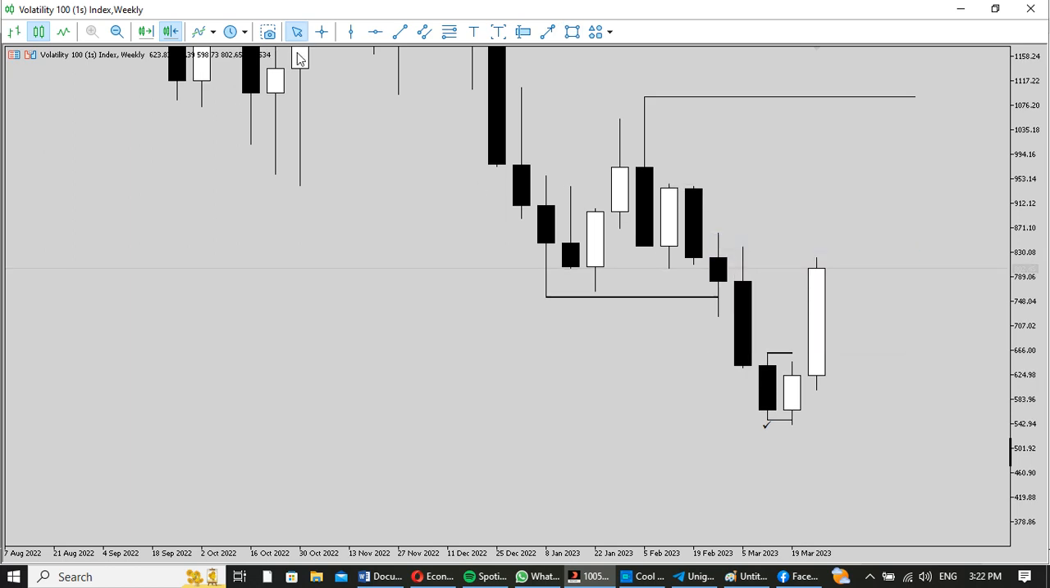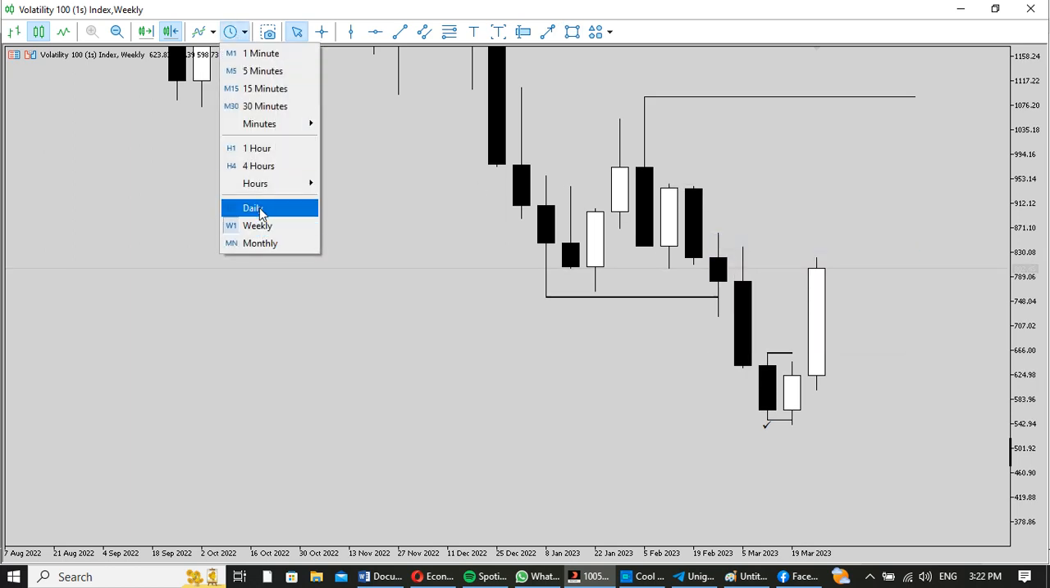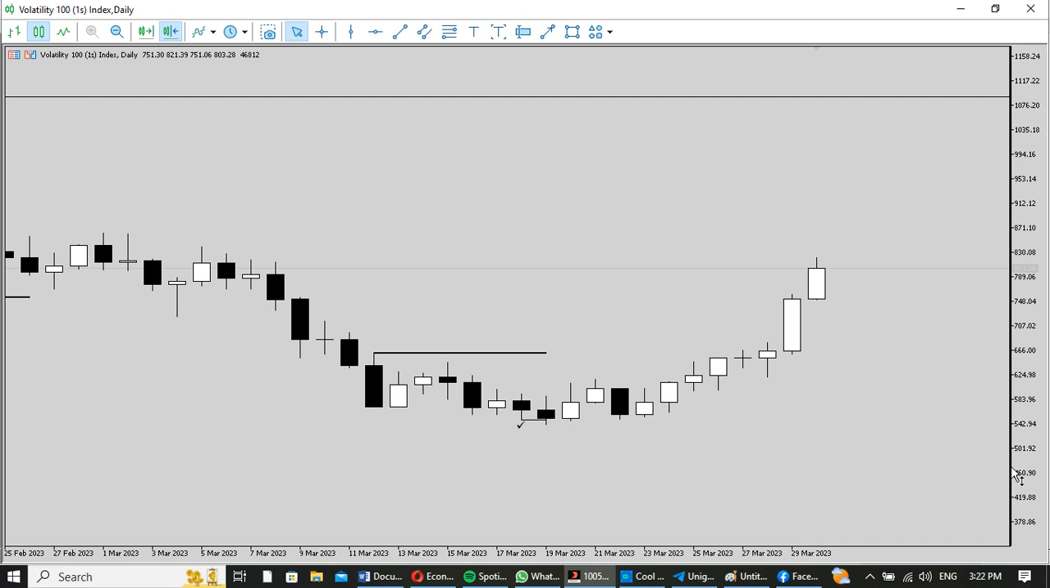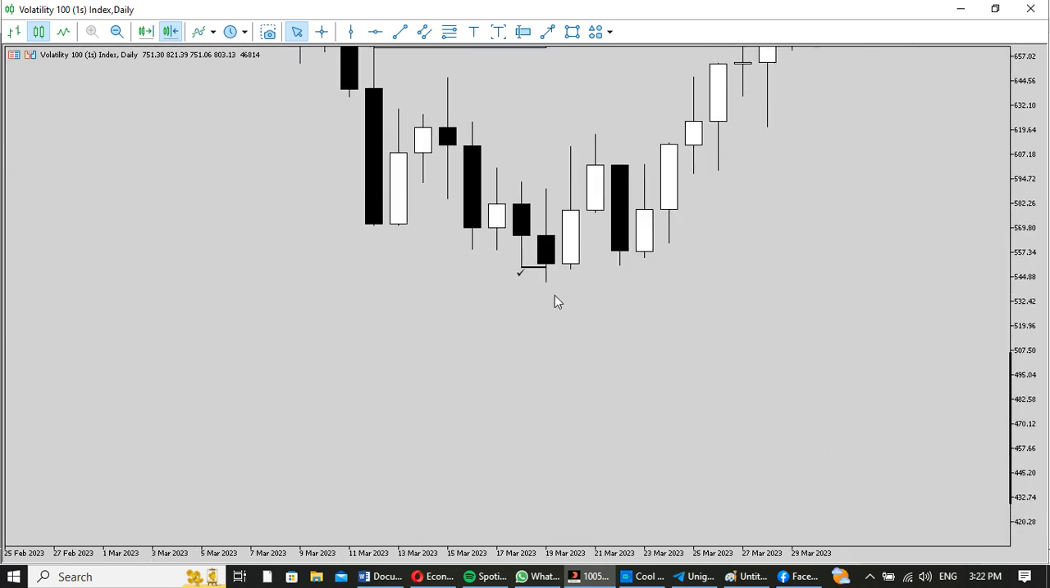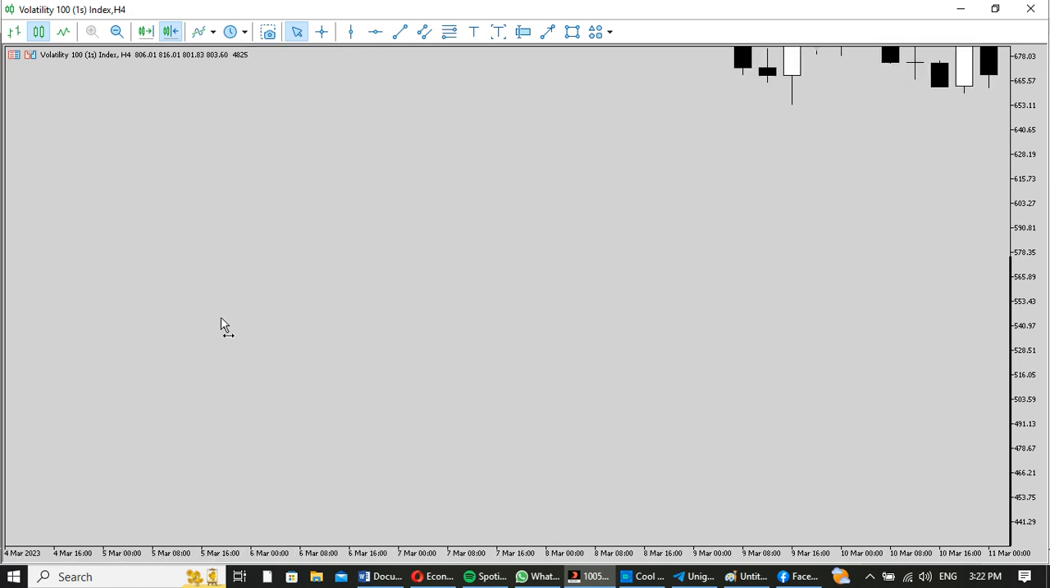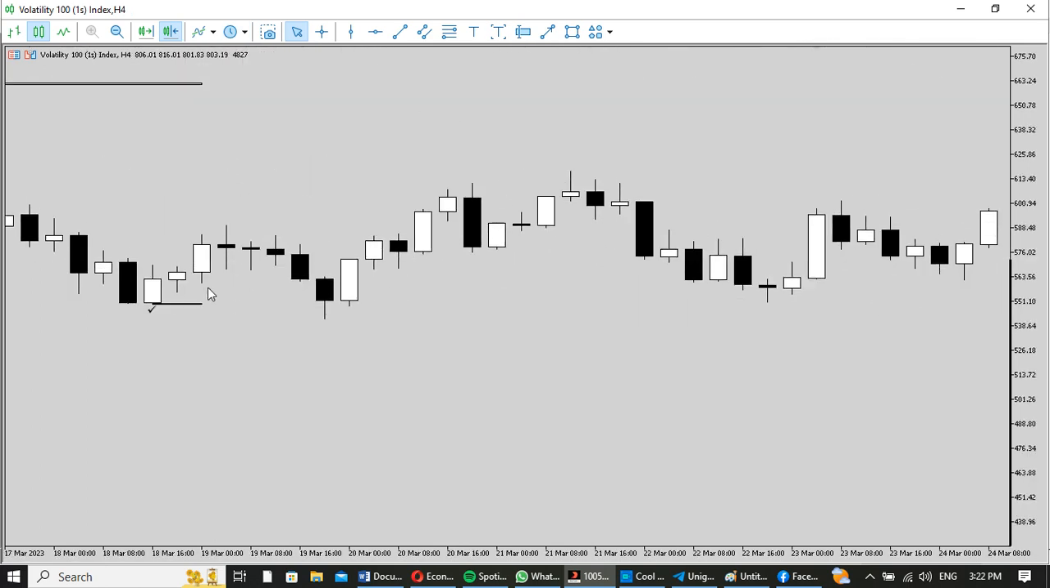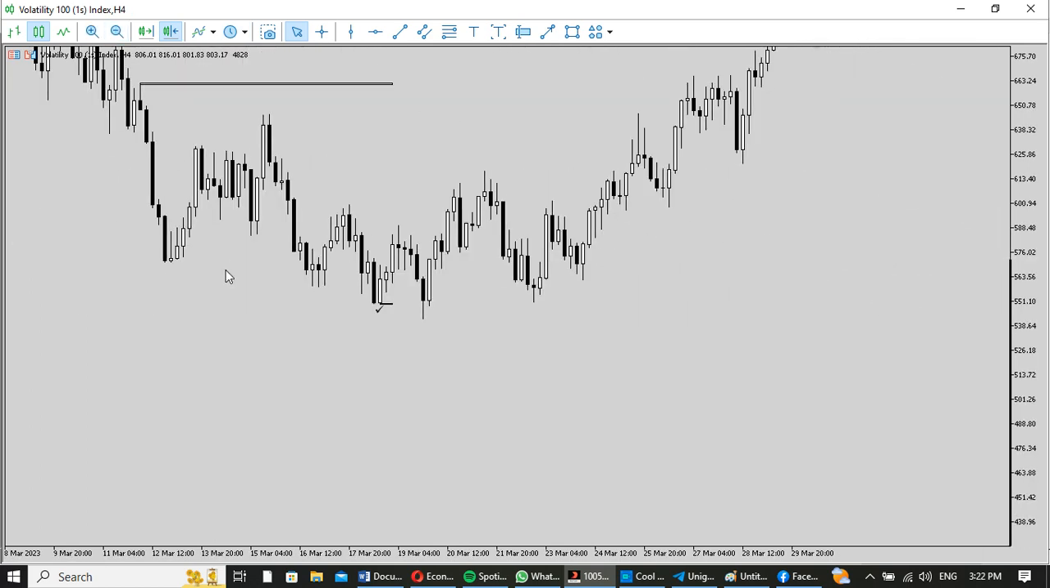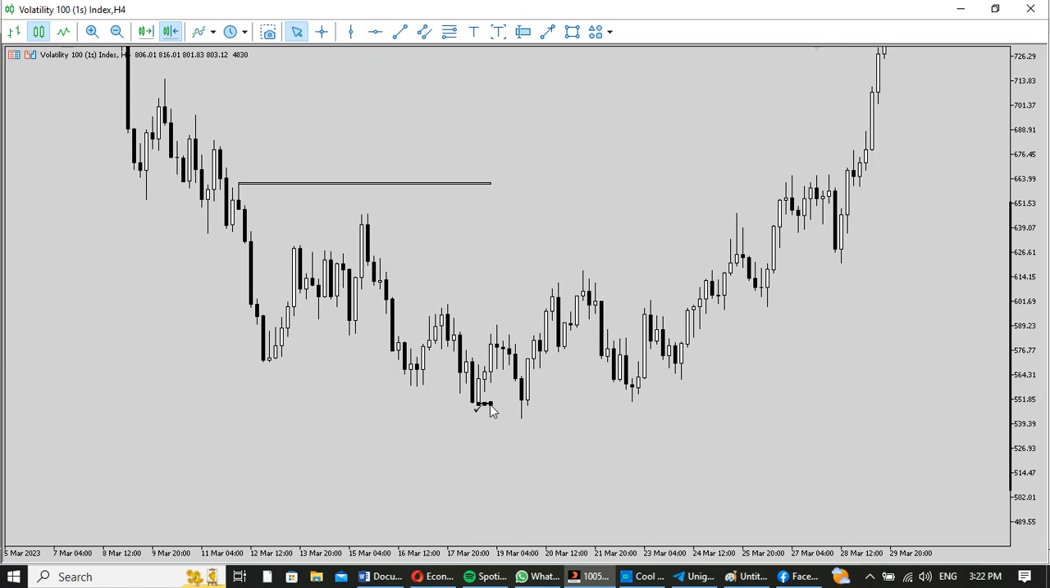So that's, by the way. And then from the weekly time frame you run out to your daily time frame, and this is it right here where we have the stop hunt. So let's quickly run out to 4 hours so you can see where I executed my trades. So this is it right here. You can clearly see it right here.